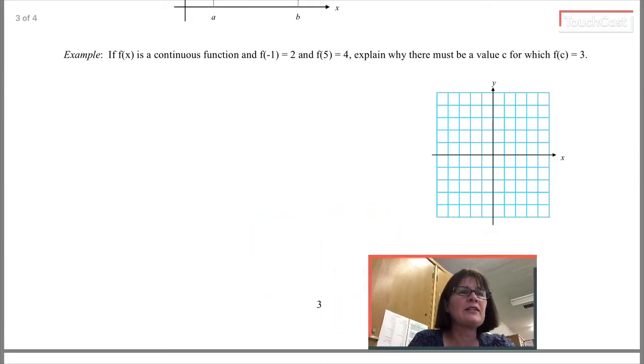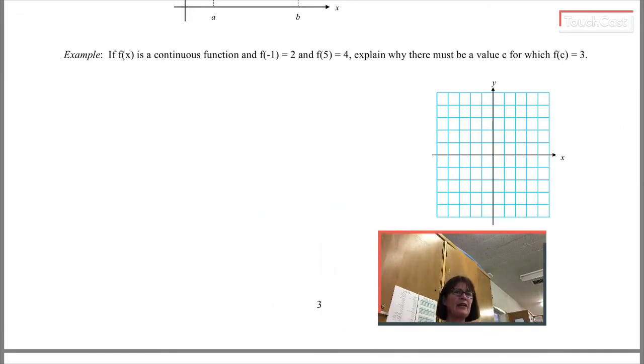If f is a continuous function and f of -1 is 2 and f of 5 is 4, explain why there must be a value c for which f of c equals 3. So I'm going to make a graph to convince myself this is true, and then I'm going to show you how to write up your answer using the intermediate value theorem.